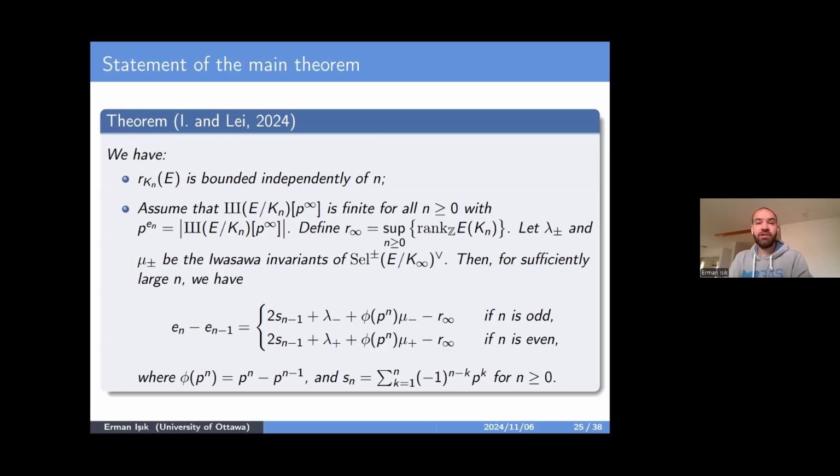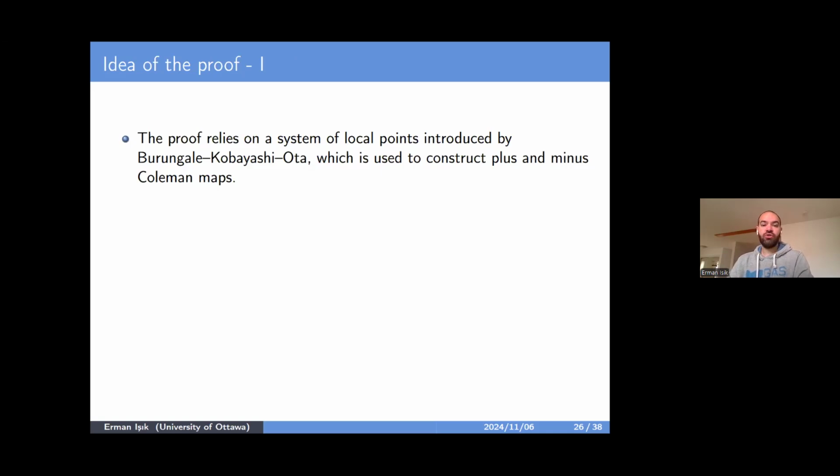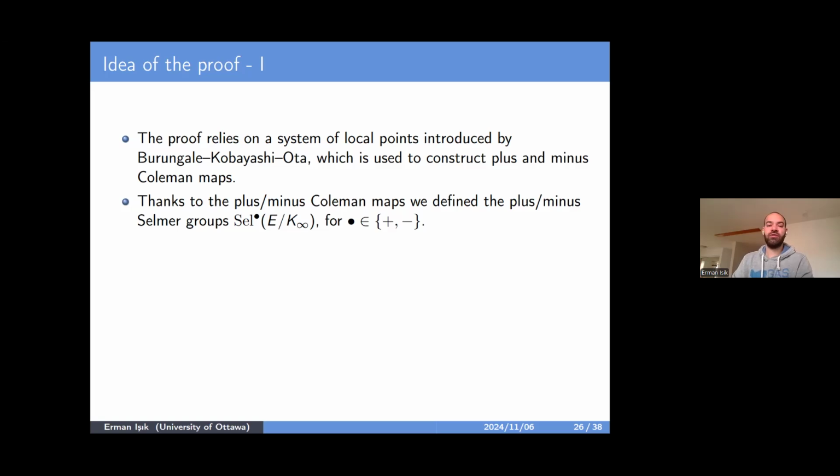And now I will mention the idea behind the proof. This part might be a little bit messy, sorry for that, but I will try to keep it as simple as possible. Our proof relies on a system of local points introduced by Büyükboduk, Kobayashi, and Ota in 2021. These local points allowed us to construct plus-minus Coleman maps, hence allowed us to define plus-minus Selmer groups.